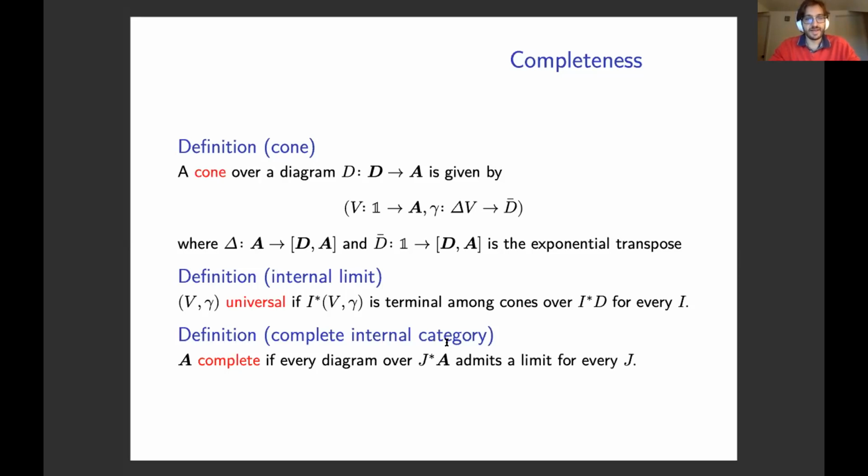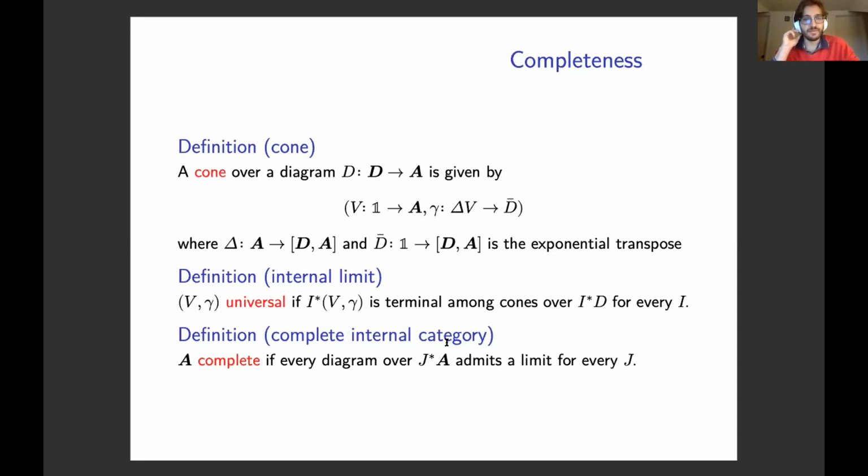So we would expect that a cone is universal if it is terminal among cones over the diagram. But this is not enough, because we want the definition to be stable under pullbacks, so that it will make sense in the internal language of the category.